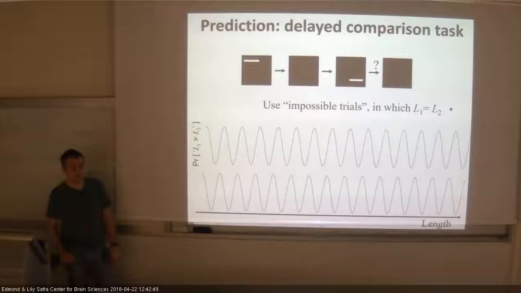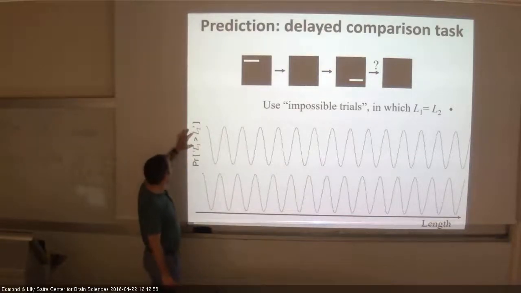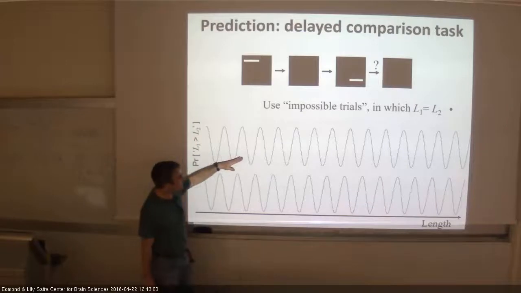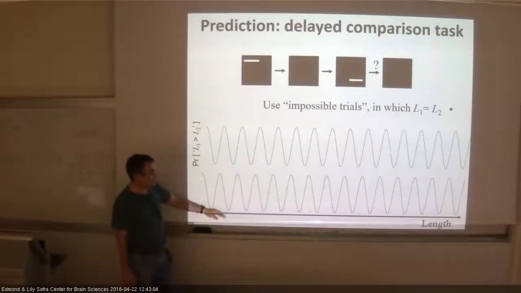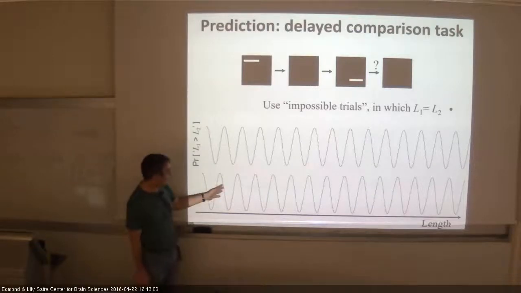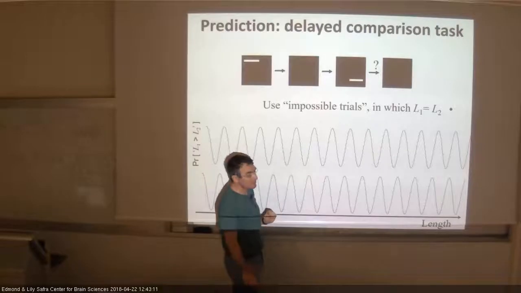So what do you think will happen? So I'm doing an experiment. I'm presenting participants with lines of identical length. This is a prediction from this energy landscape hypothesis. What do you think will happen?